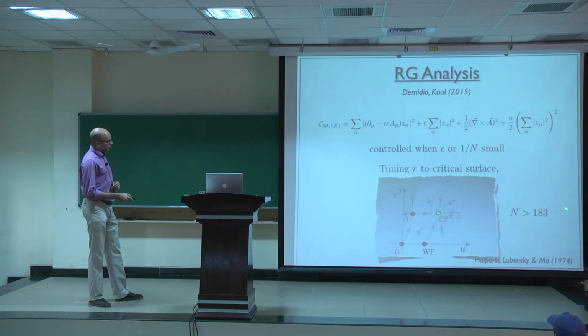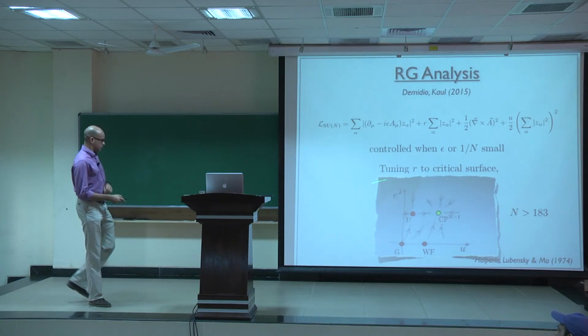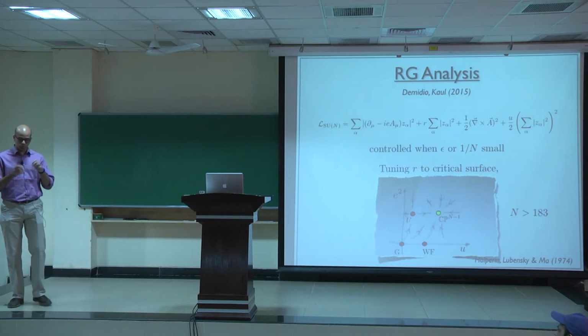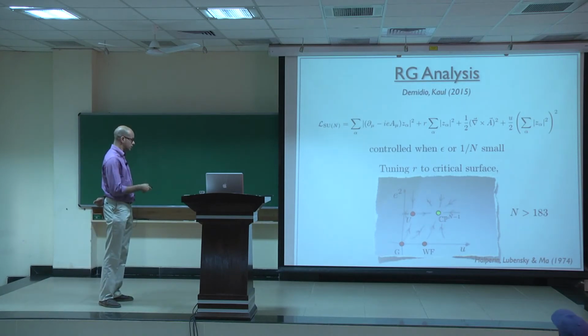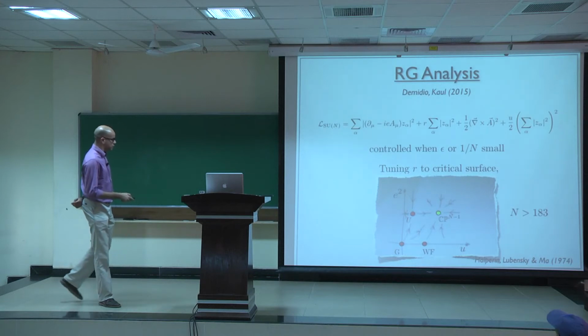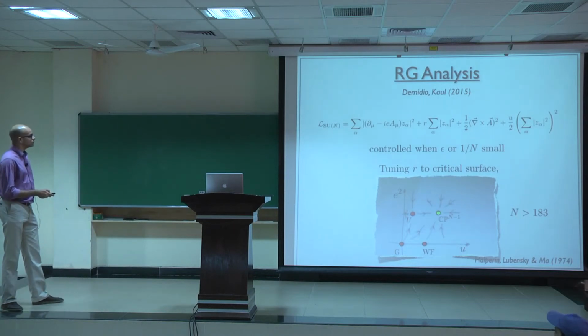Now, you require N to be larger than 183 for this flow diagram to hold, but one believes that this holds all the way down to N equal 2. I don't have time. This is one of Senthil's important contributions in the deconfined criticality scenario, that he made it believable that this actually holds down for smaller N.